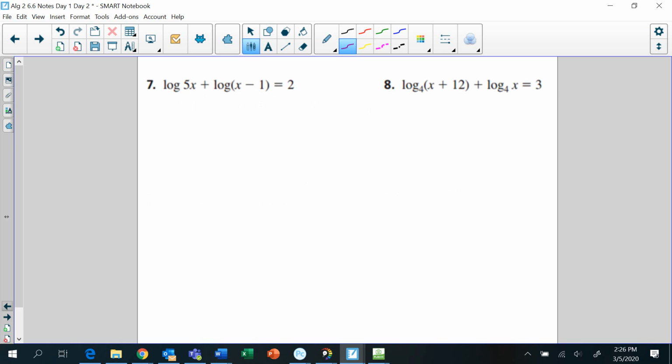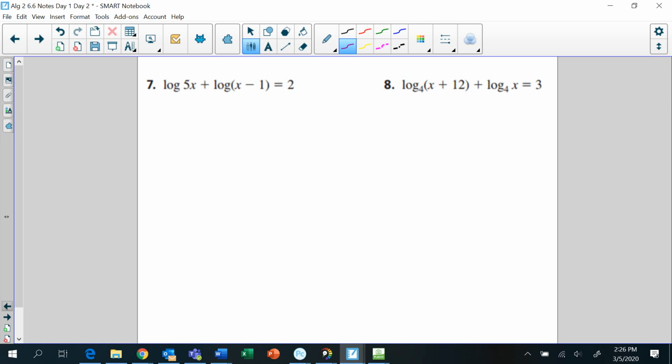That's not our homework. Let's just do kind of like the first couple steps. We don't have to go all the way and solve it, but let's do the first few steps. Look at this one right here. What would I do first when we have a log of 5x plus log of that?